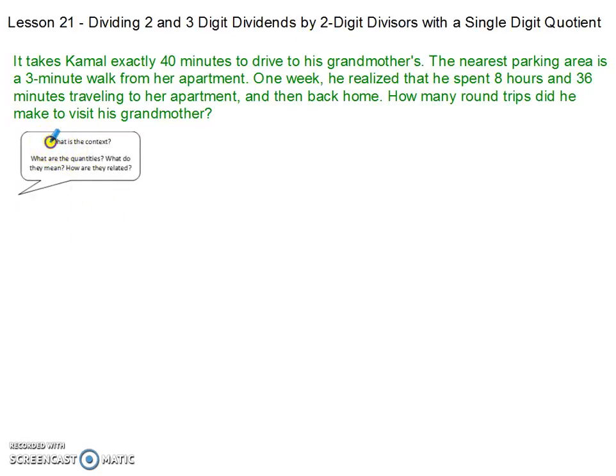The first thing that we want to ask ourselves is, what is the context of the story? And that is really asking, what is the story about? We know that Kamal is traveling to his grandmother's house. He has to park at a parking area, so he has to walk to her apartment and back to get his car. He's talking about 1 week of driving, and he was traveling to his grandmother's house and back home. So he really wants to know about round trips. And if you don't know what round trips are, that means going to someplace and back.